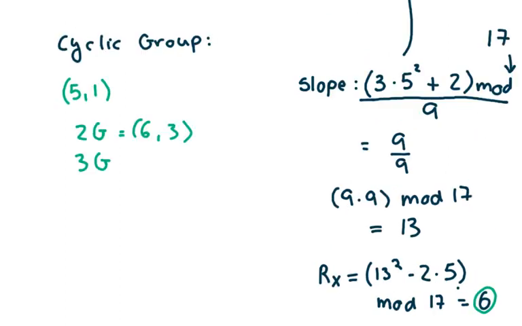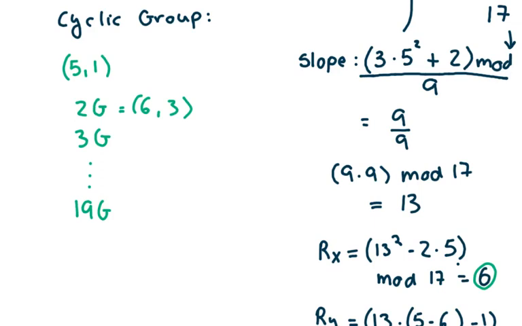Now to compute 3G and 4G and 5G, 6G, and so on, we would do a point addition operation instead of a point doubling operation. But we would execute a similar process to what we just did. But I'd like to show you what happens when we try to compute the 19th point of this cyclic group, so 19G.